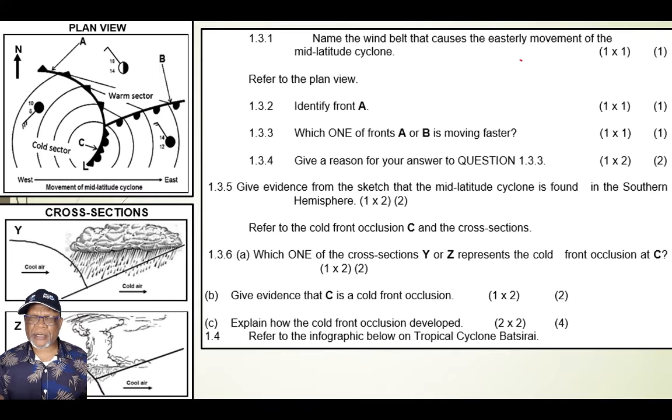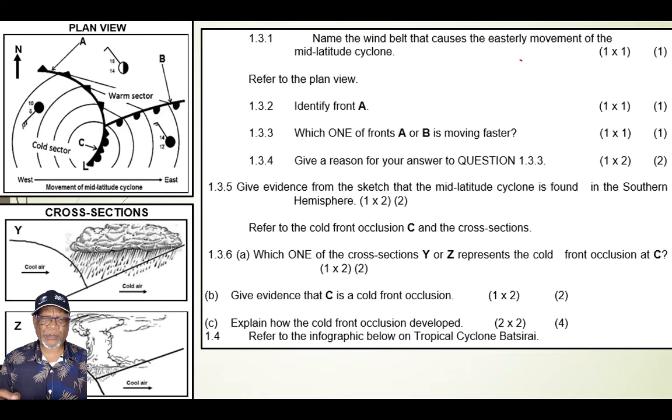So the correct answer there will be the tropical westerlies. With the westerlies, you can just say westerlies and you are correct, because we've got only one set of westerlies in the atmosphere. But with the easterlies, you have to specify whether it's polar easterlies or tropical easterlies.